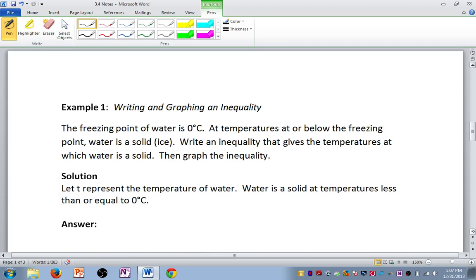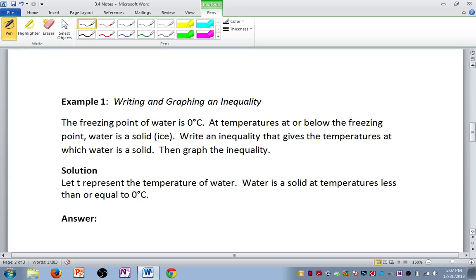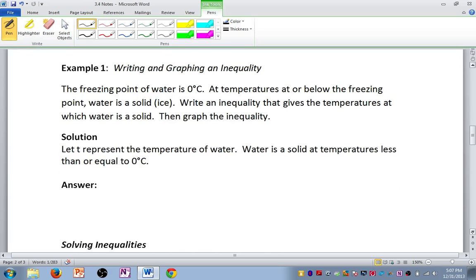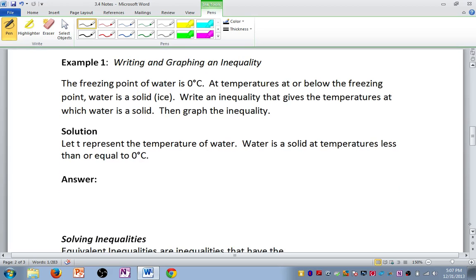Here we will be writing and graphing inequalities. In this problem, it tells us that the freezing point of water is 0 degrees Celsius. At temperatures at or below the freezing point, water is a solid. It becomes ice. The directions are to write an inequality that gives the temperatures at which water is a solid, and then graph that inequality.